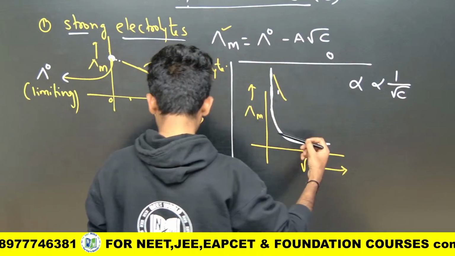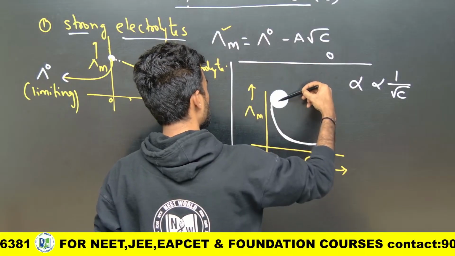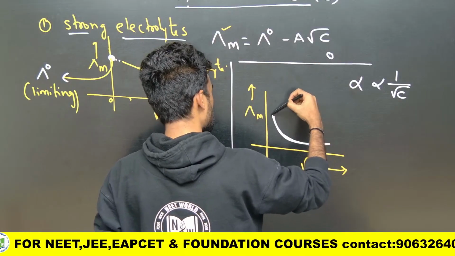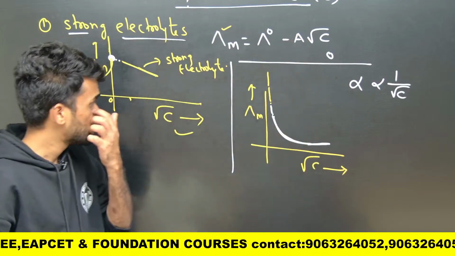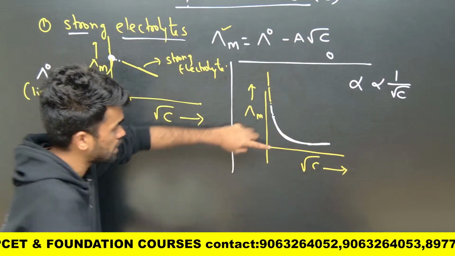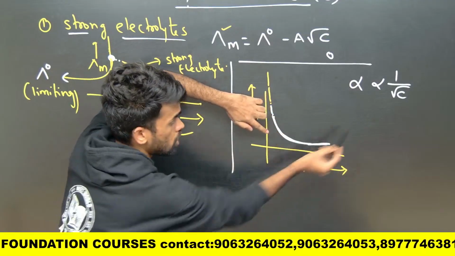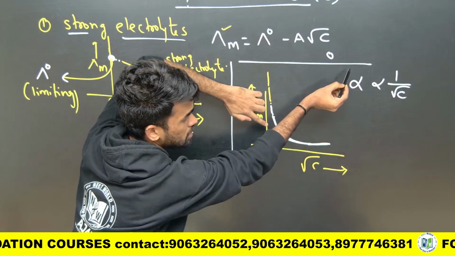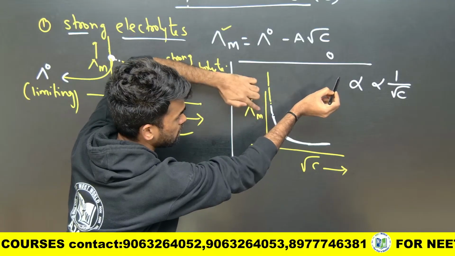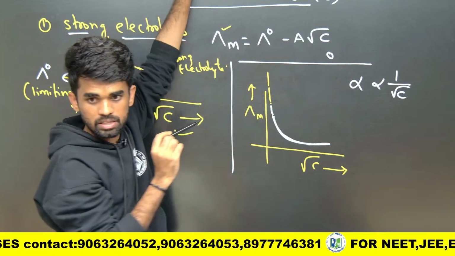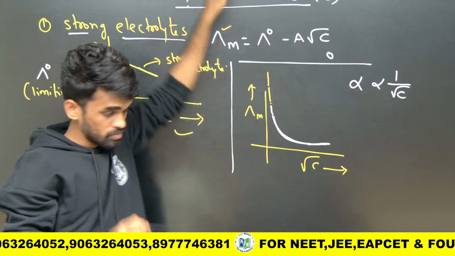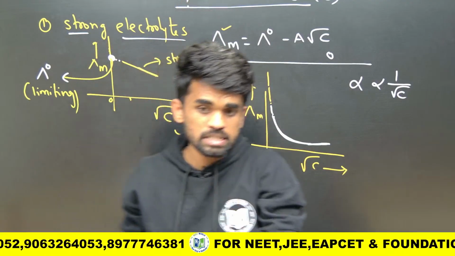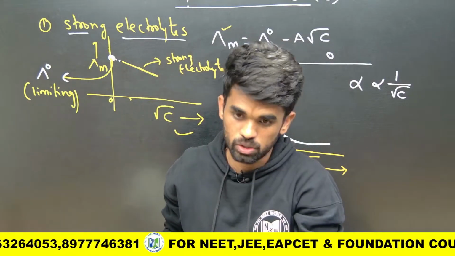This is not a straight line; it just keeps on increasing, like this. If we move this side, the concentration is decreasing, and concentration decreasing means alpha increasing. Alpha increasing means the conductivity value also increases. Even if we make the concentration lower, it will not touch the axis. In that case also it is not undergoing complete dissociation, you can understand it like that.